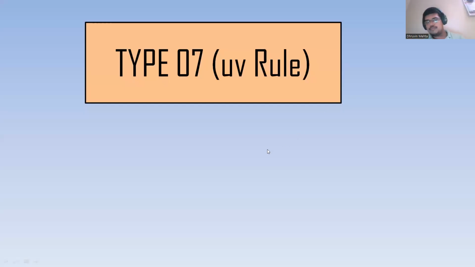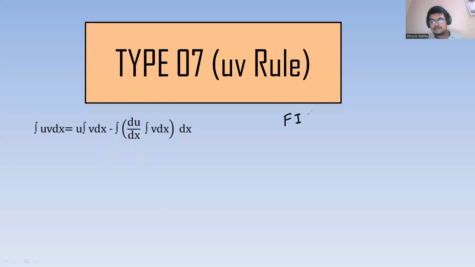So guys, the UV rule of integration is basically given by this formula. I'm showing the formula, and then I'll share a trick with which you can learn it. The formula is u integration v minus integration of derivative u integration v. Now you will think, sir, what is this, such a big formula. But if you just remember one code word, this formula becomes super easy to remember. The code word is FIS, ID FIS.